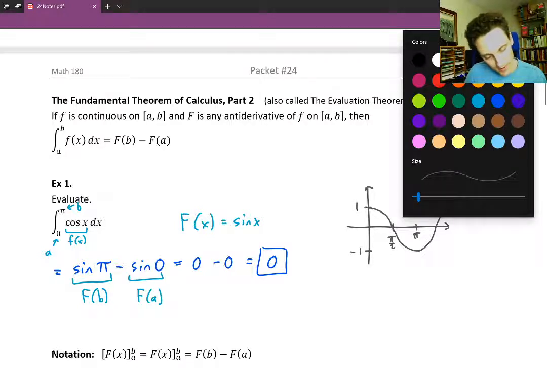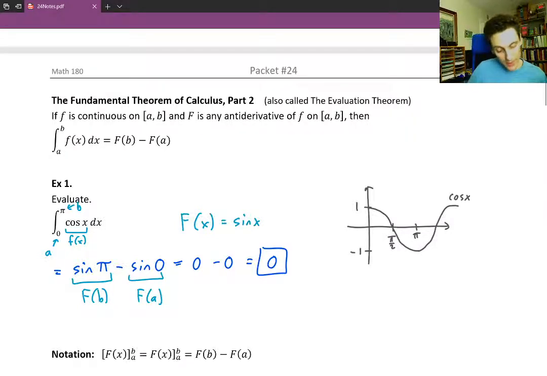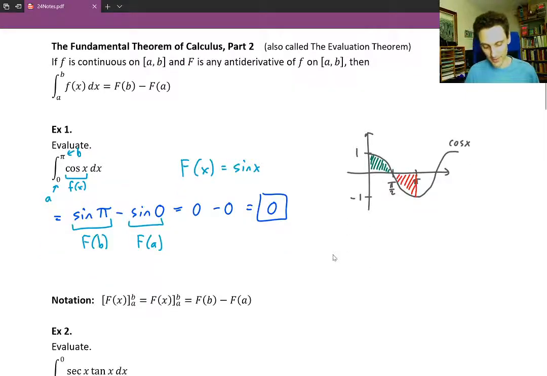It makes sense because if we're trying to find the integral from 0 to pi, the first part of that area, from 0 to pi over 2, is above the x-axis. The second part of that area is below the x-axis, and they take up the same area, just one's positive and one's negative. So they perfectly cancel each other out by the symmetry of cosine. So that's why we're going to get a 0 here for the answer. The net area between cosine x and the x-axis from 0 to pi is 0. Great, so that checks out.